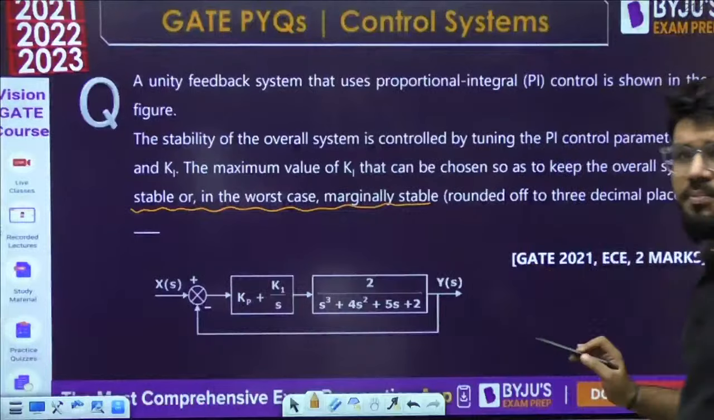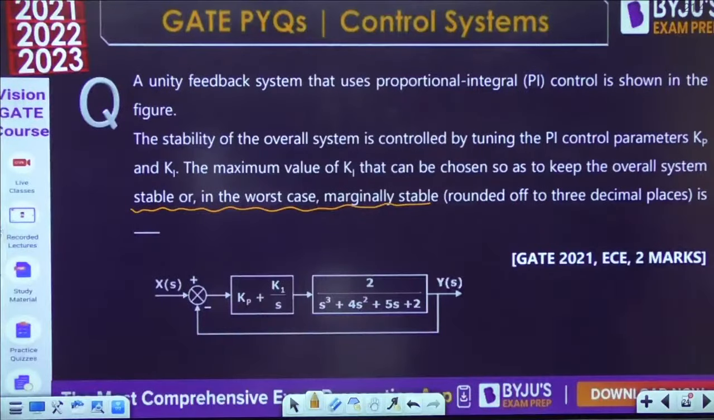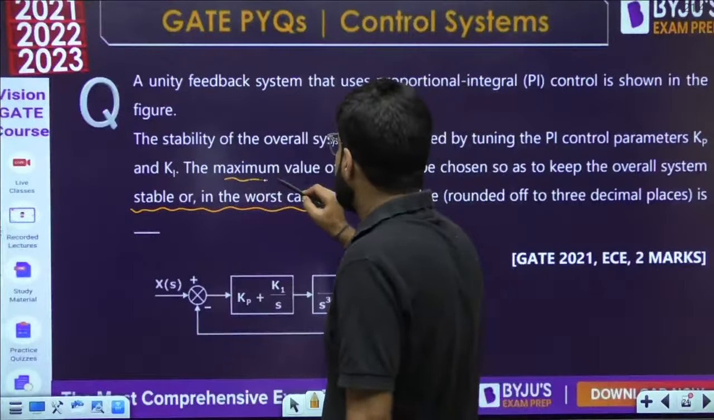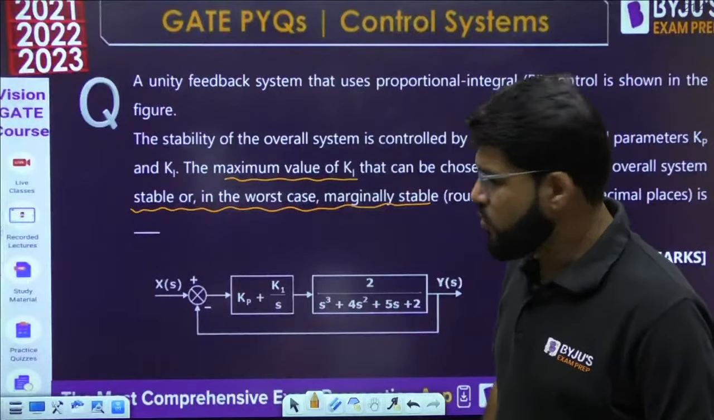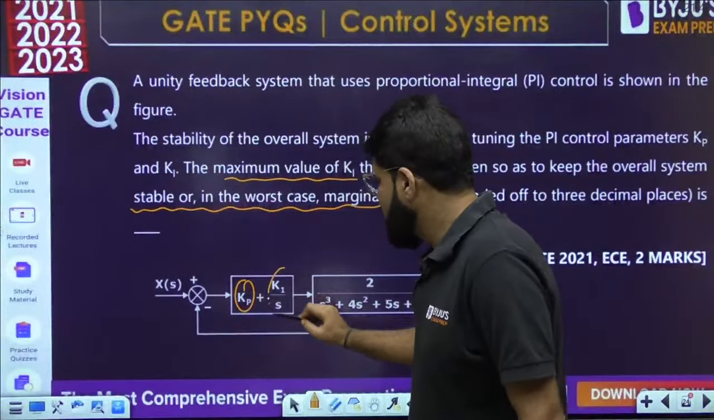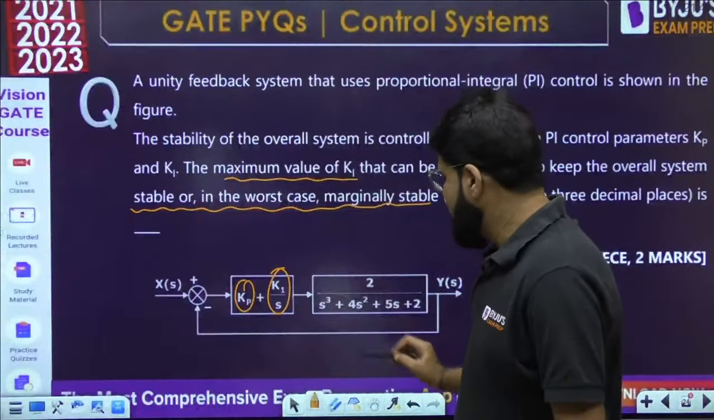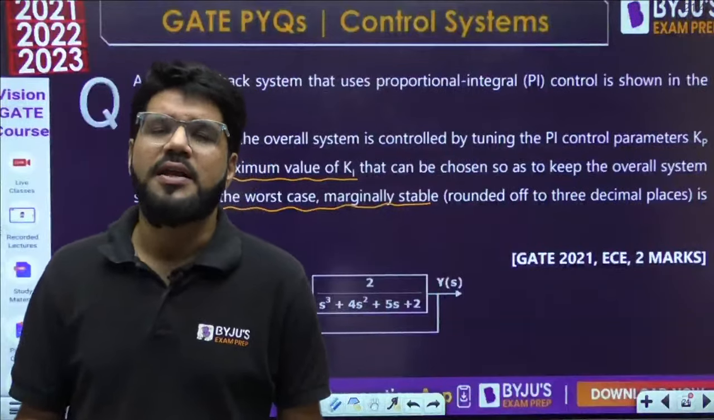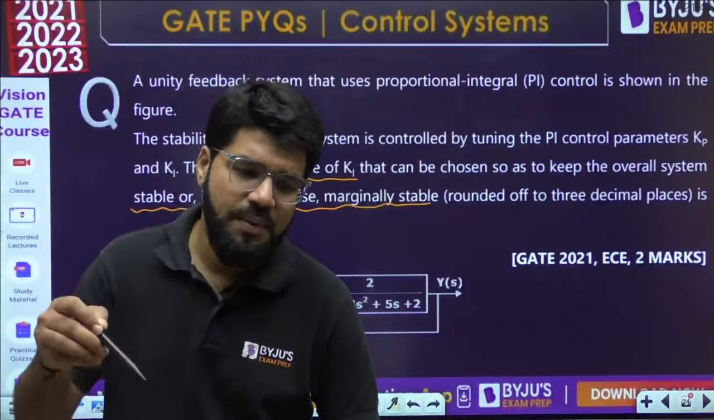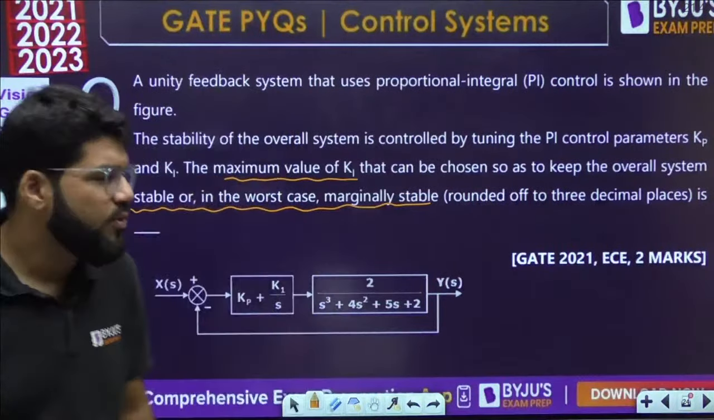That is the boundary condition. What should be the maximum value of KI to ensure this? They have used the PI controller here. This is the proportional part, this is the integral part. Ultimately it's a PI controller, but this question is more on stability. That means it's on the RH criteria, the range of K for the system to be stable or worst case marginally stable. You can do it by RH.